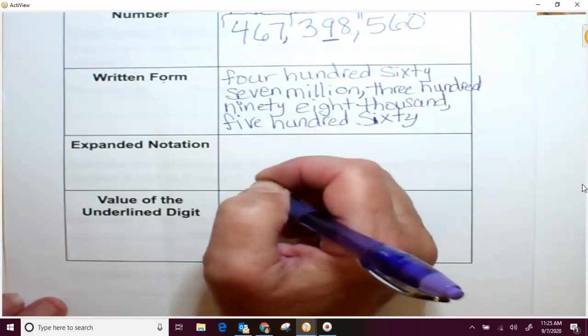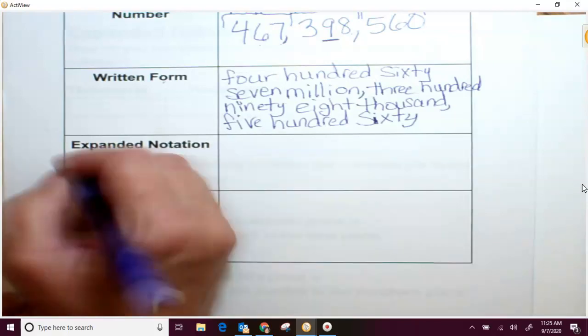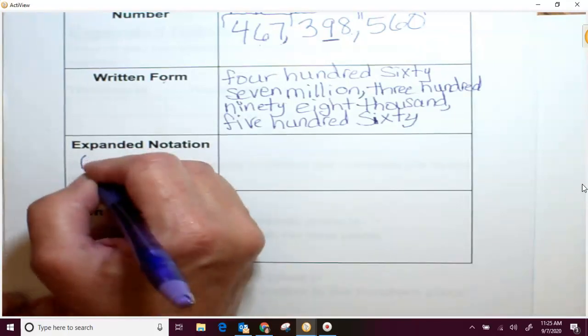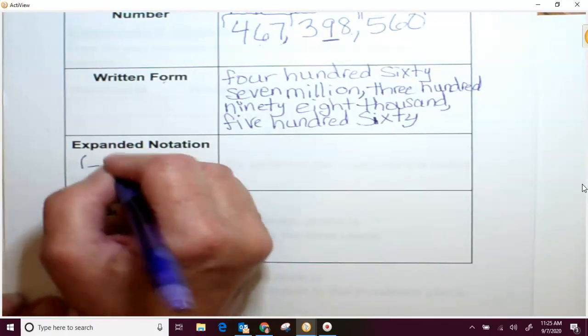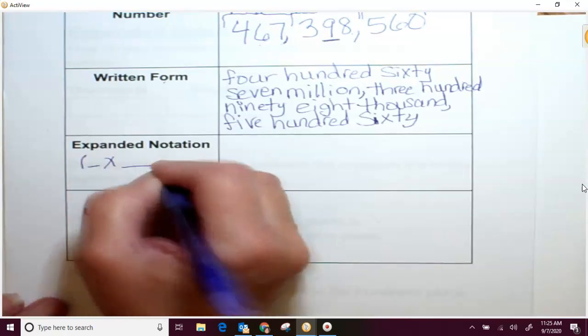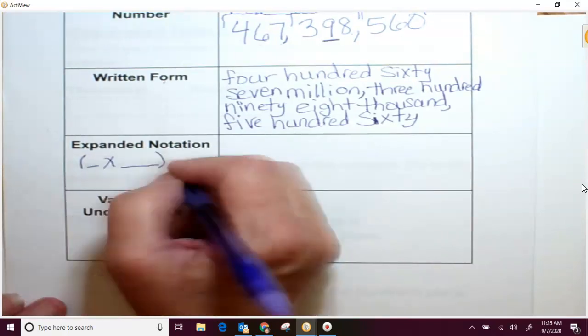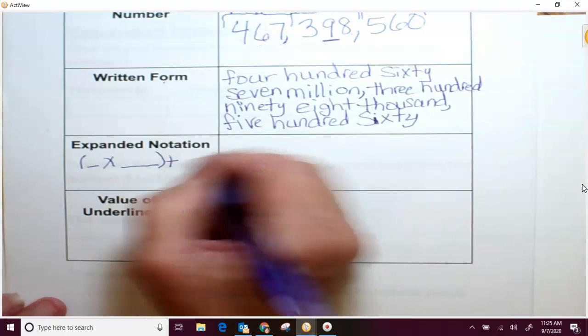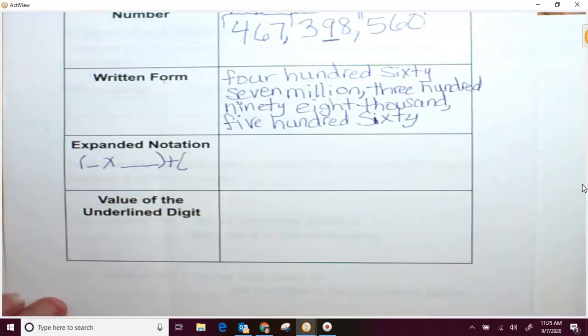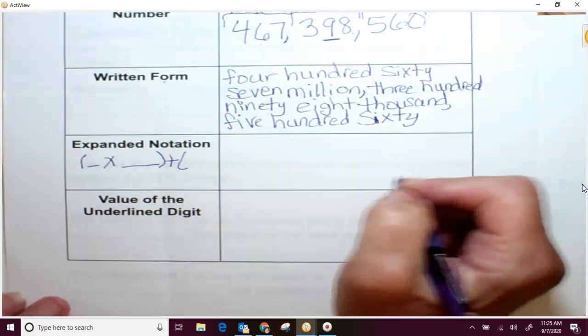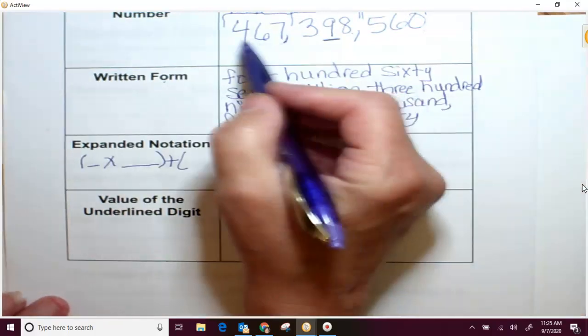Okay, all right, so expanded notation. Remember, expanded notation is the one that has the digit times the value. It's got the parentheses, plus, and then you would have another one and so forth. That's just a little hint before we write it. But anyway, so we have 467,398,560.